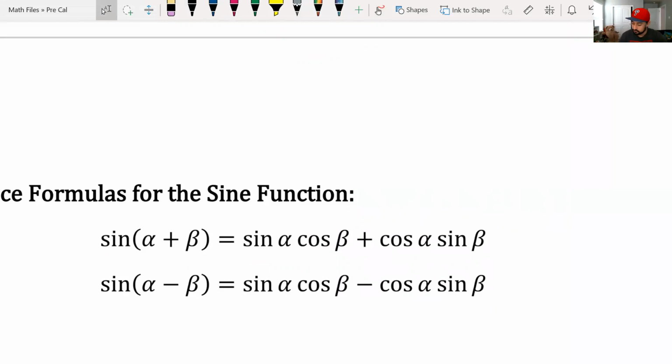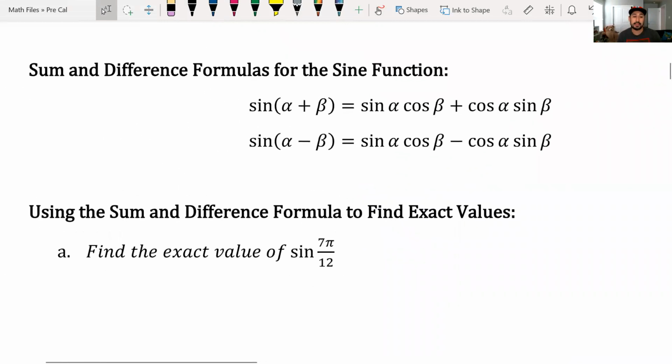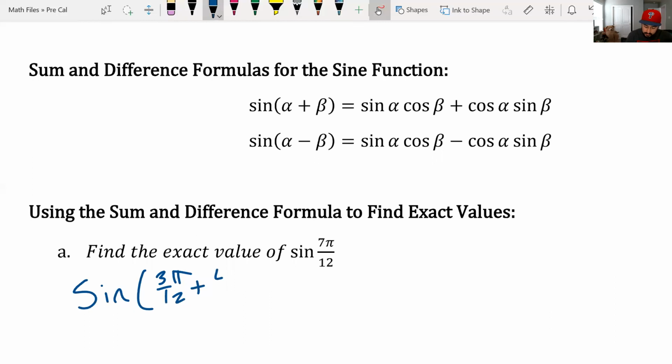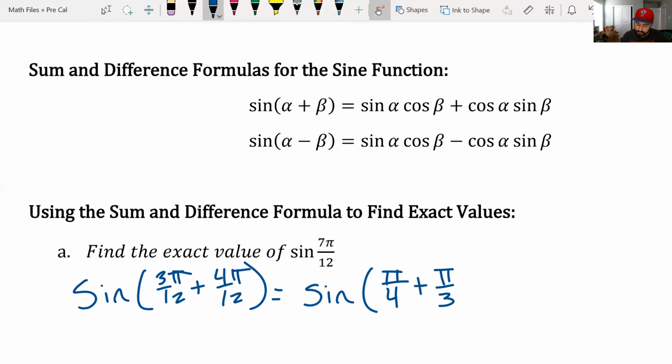Again, we do the same thing. Sine is 7 pi over 12. You don't see it on your unit circle, so split it into 2 angles. And 7 pi over 12 is the same angle we had on the last example. So this means, again, I can say sine of 3 pi over 12 plus 4 pi over 12. That makes 7 pi over 12. This gives me the sine of pi over 4 plus pi over 3.